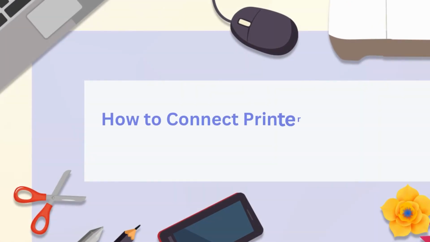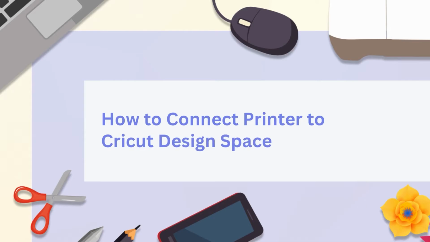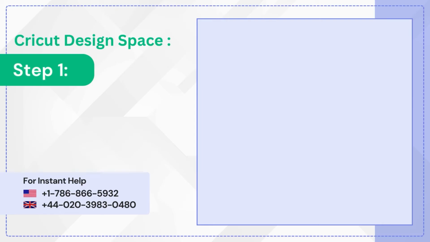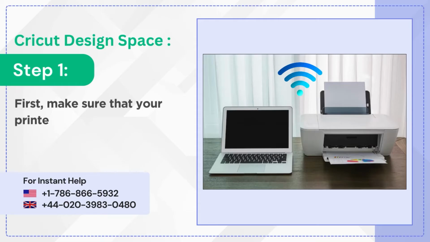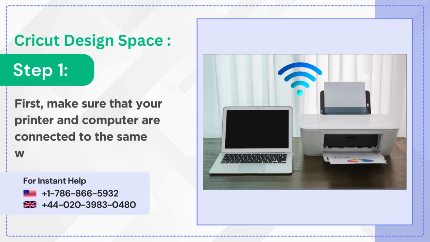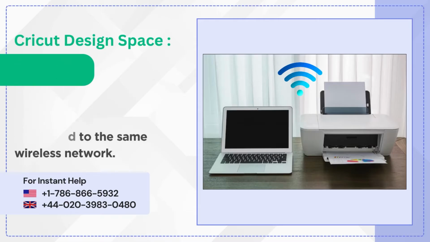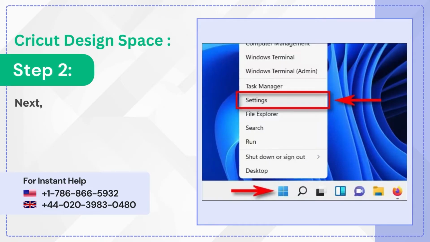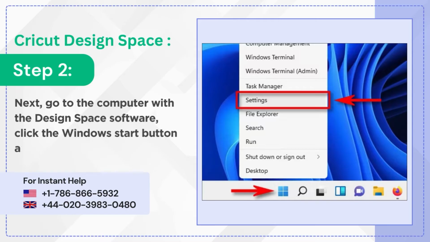How to connect printer to Cricut Design Space. Step 1. First, make sure that your printer and computer are connected to the same wireless network. Step 2. Next, go to the computer with the Design Space software, click the Windows Start button and select Settings.